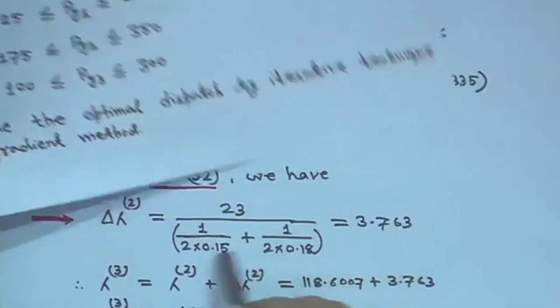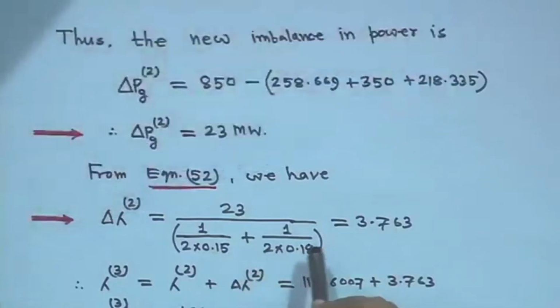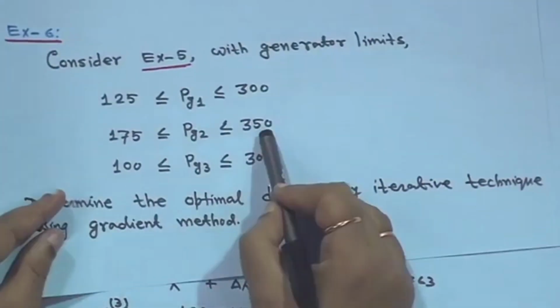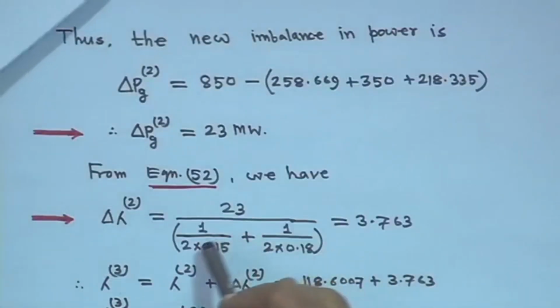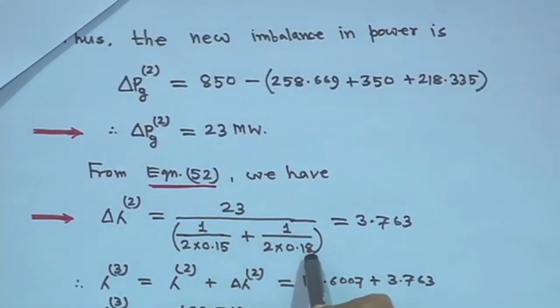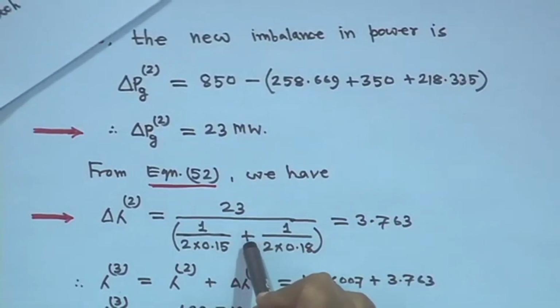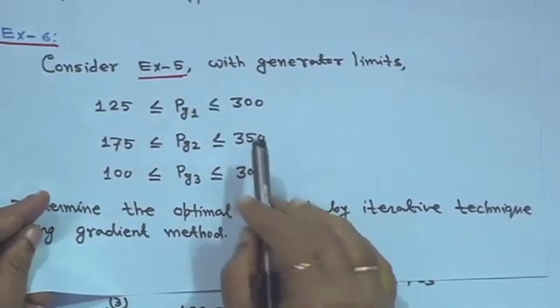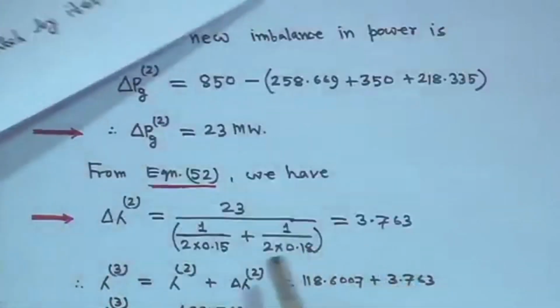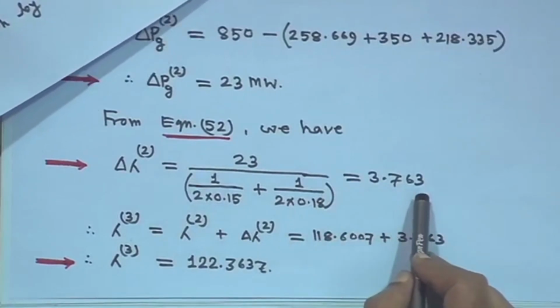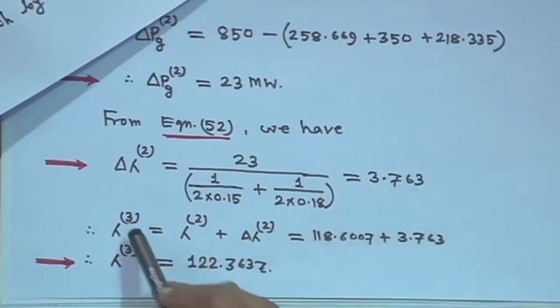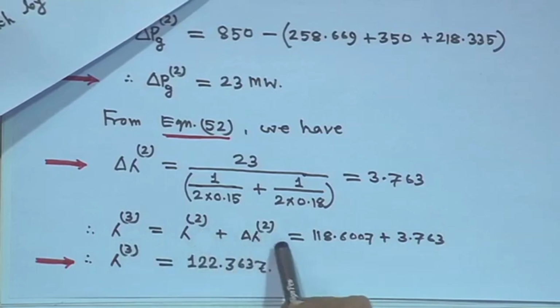Earlier we were taking all the 3 terms, we were not considering the limit. Now, generator 2 has touched the limit. So, naturally 1 upon 2d1 plus 1 upon 2d3, and 1 upon 2d2 will not be there, because it has touched the limit. I hope you have understood this. That means delta lambda 2 will be 3.763. Therefore, lambda 3 is lambda 2 plus delta lambda 2.